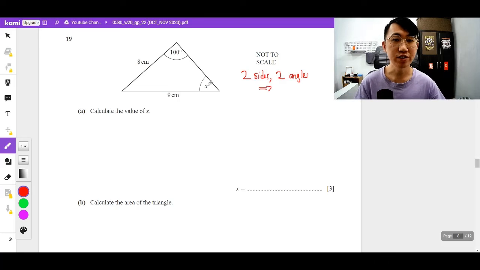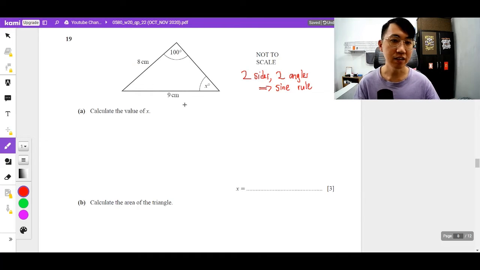Okay, so let's watch this question. So you have one length here, another length here. So this is what we call two sides. One angle here and another angle here. So you have two angles. In a situation where you have two sides, two angles, then this is what you need to use sine rule. Alright, so I have a lot of students who don't know how to differentiate between sine rule and cosine rule situation. So two sides, two angles, sine rule.